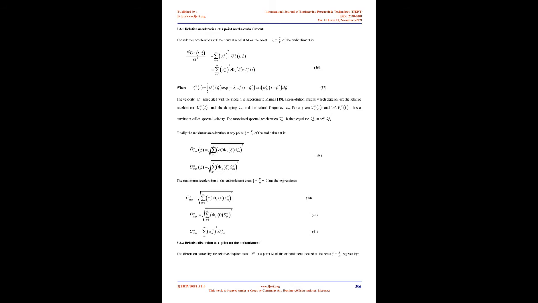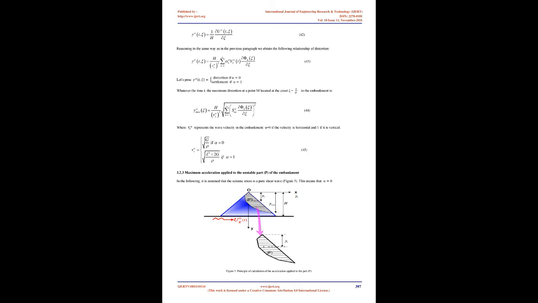The acceleration applied at any point of the unstable part, P, of the embankment located above the failure line and assumed to be rigid is given by equation 45. If W is the weight of the unstable part, P, which has been divided into n slices, and dm is the elementary mass of the slice i located at the coast y, the average acceleration applied on the part, P, of the embankment is given by equation 46.